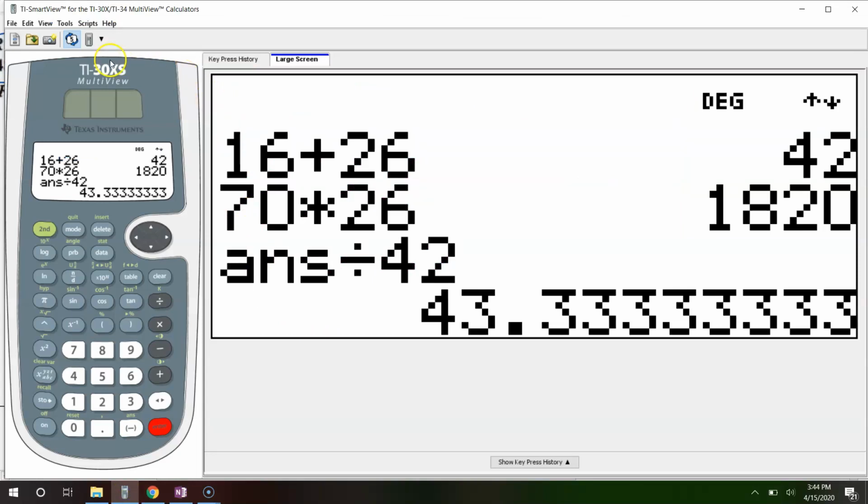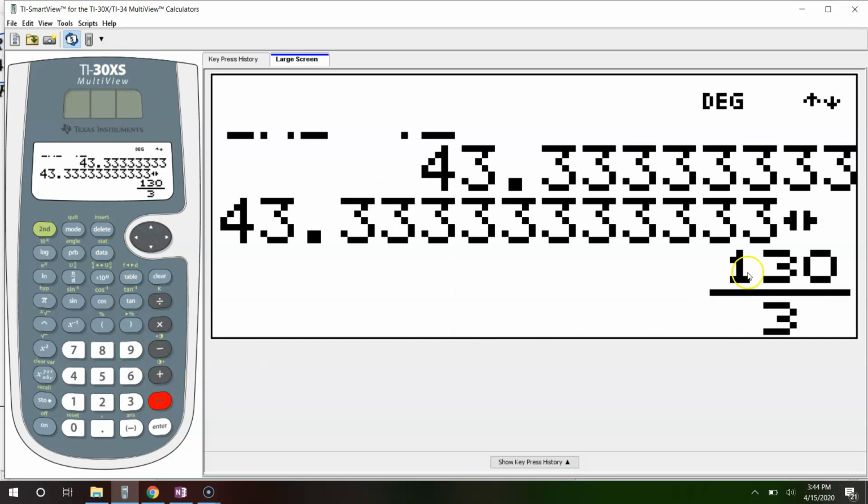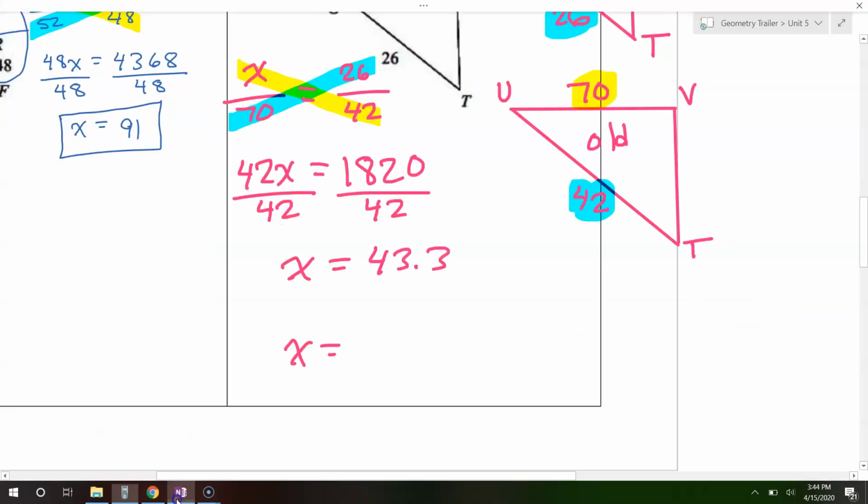So how would I write that as a fraction? Okay, well that's just 130 over 3. So if I was not allowed to use decimals, I would put something like this.